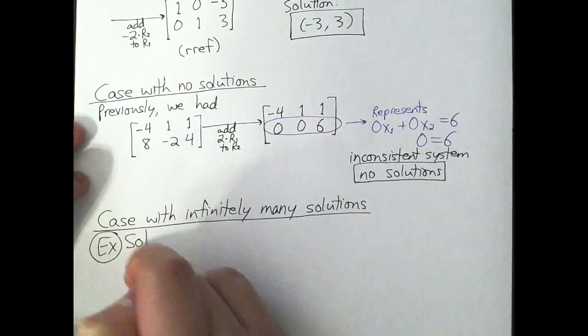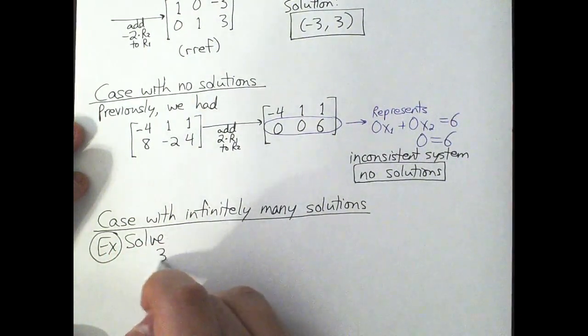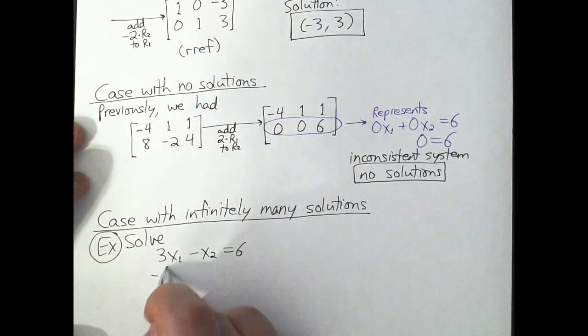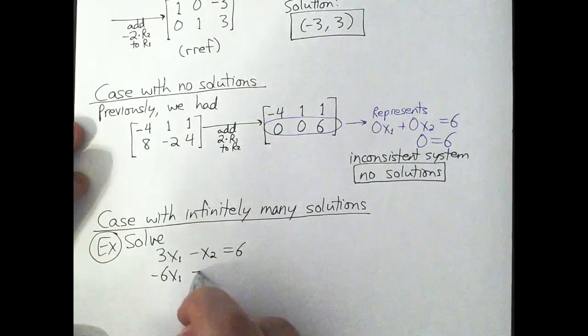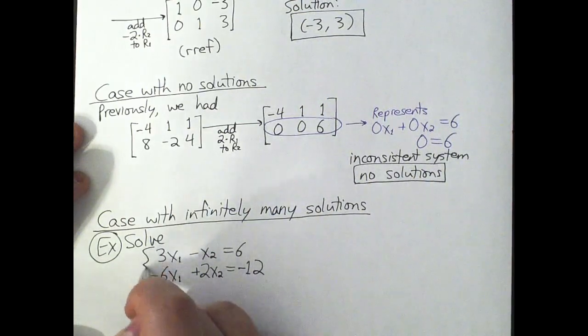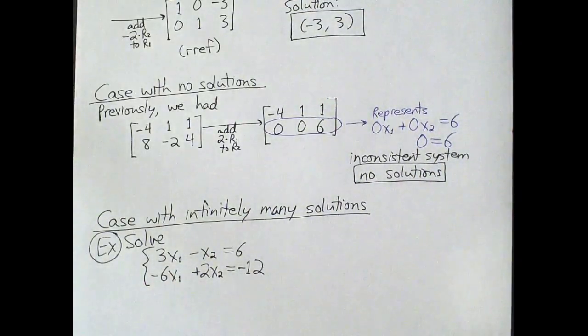So let's look at an example of this. Let's say that we want to solve 3x1 minus x2 equals 6, and negative 6x1 plus 2x2 equals negative 12. I've already kind of spoiled the answer. But there are some questions that you should have here. You should be wondering, first of all, how are we going to find that it has infinitely many solutions? Second of all, how are we going to write the answer? Are we just going to say infinitely many and put a box around it? There's actually something else that we're going to do. All right, let's get started.